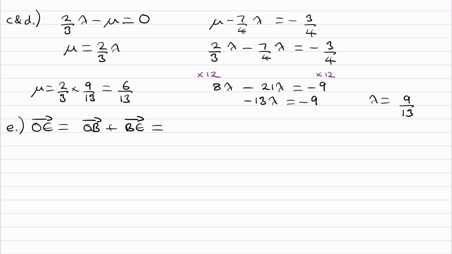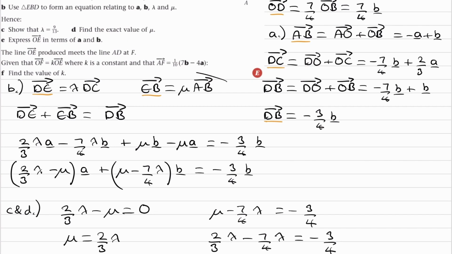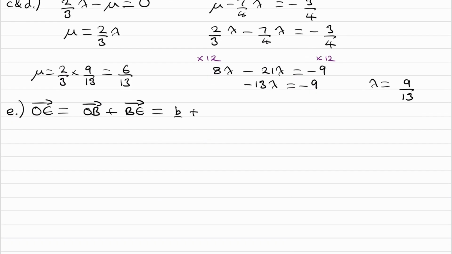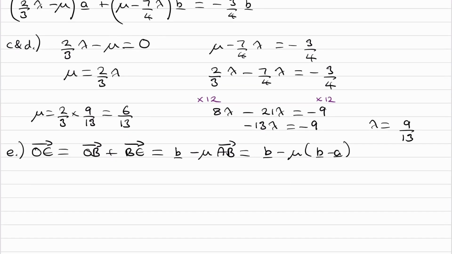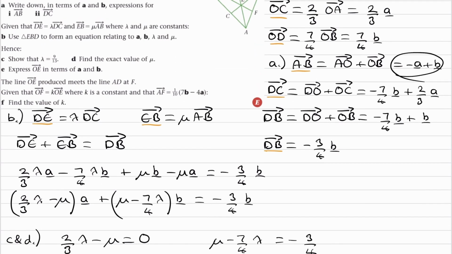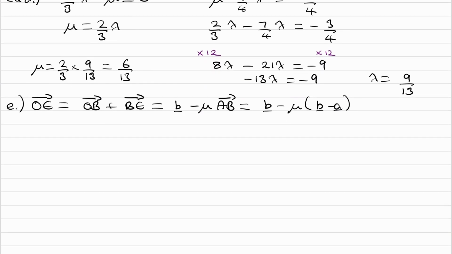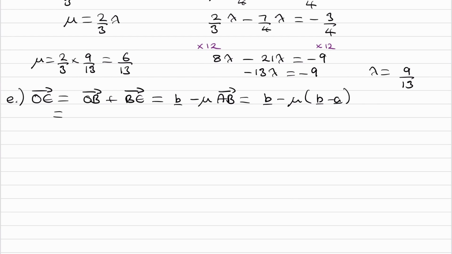O to B we define to be B in the beginning. And then E to B is this. So, B to E is the negative of that. So it'd be minus mu AB. Or we can write that as mu times B minus A. That's what AB was. We worked that out earlier. And then so expand this out. B minus mu B plus mu A.